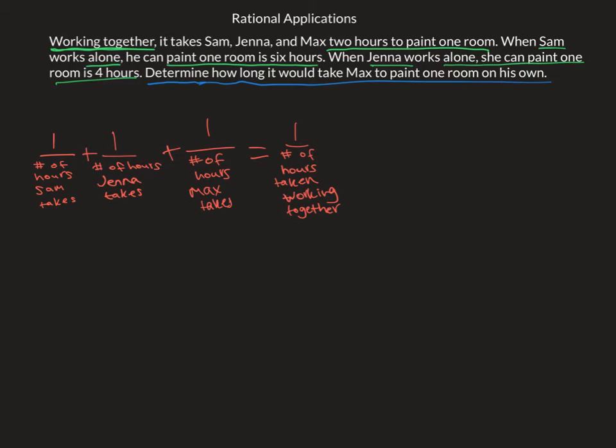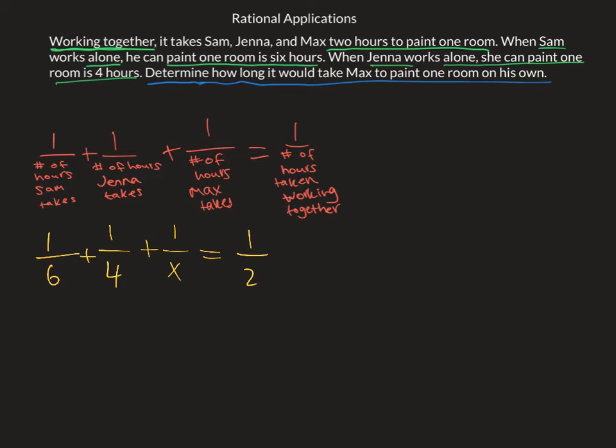Now, our next step is to simply plug into this problem. Now we have 1 over number of hours Sam takes. How long did Sam take? He takes 6 hours, so 1 over 6, plus 1 over number of hours that Jenna takes. That would be 4 hours, plus 1 over number of hours Max takes. Now, remember, we're not given how long Max takes, so we'll simply put this as x. And that would be equal to 1 over how long they work together. That takes 2 hours total, so 1 over 2.